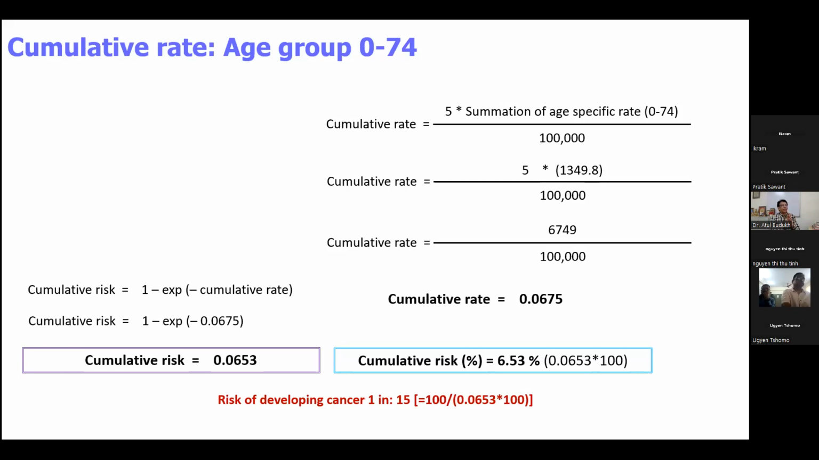It will come as 15.31. Yes, sir. So that is 1 in 15 people at risk of getting the disease, or otherwise you can say 6.53%. Yes, sir. It's a little clear. Thank you. Okay.